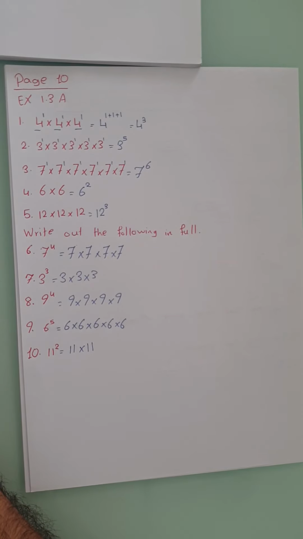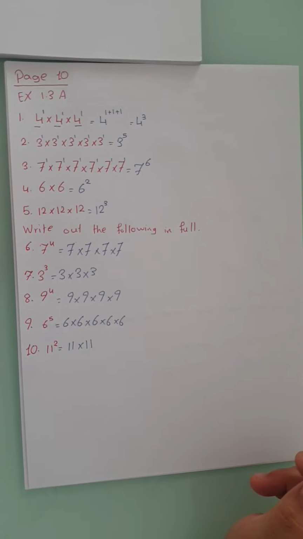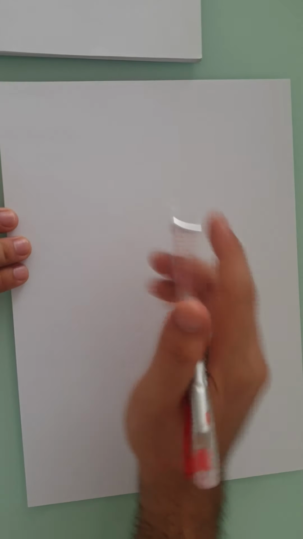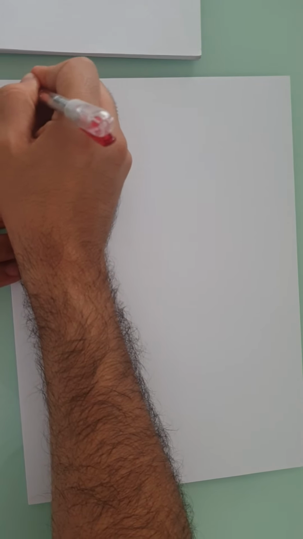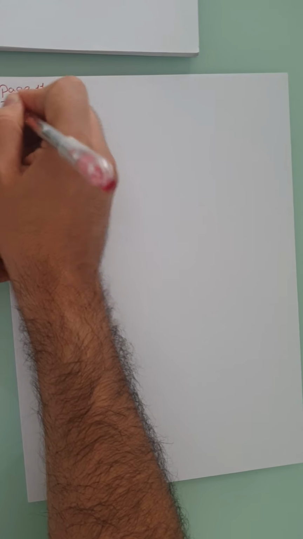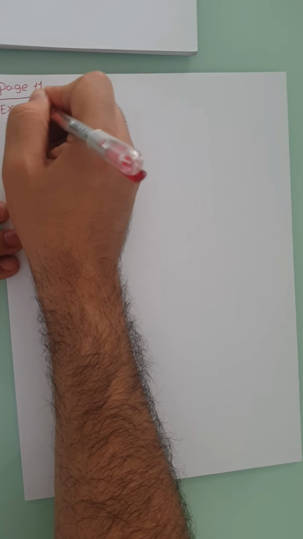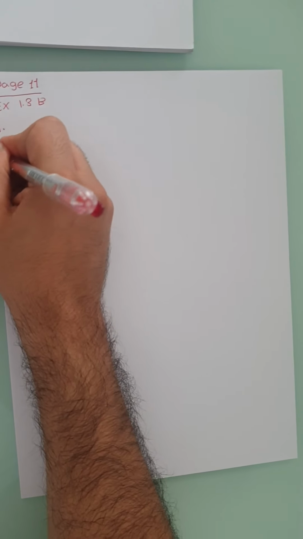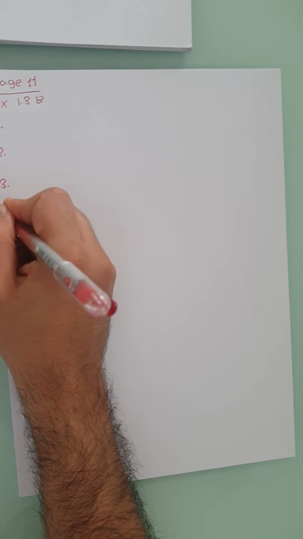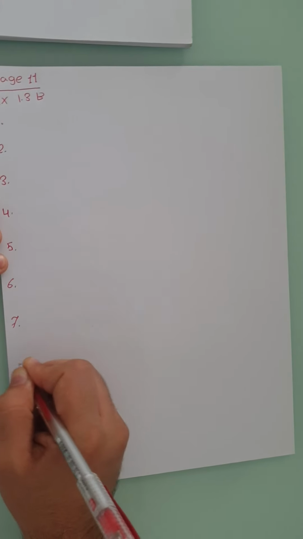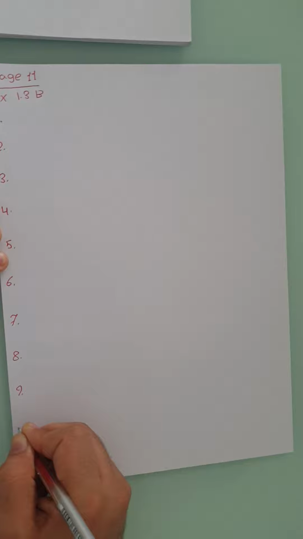Okay, so this is for page 10. All right, now let's go for page 11. Can we finish this one? Page 11, Exercise 1.3b. You also have 10 questions. 1, 2, 3, 4, 5, 6, 7, 8, 9, 10.